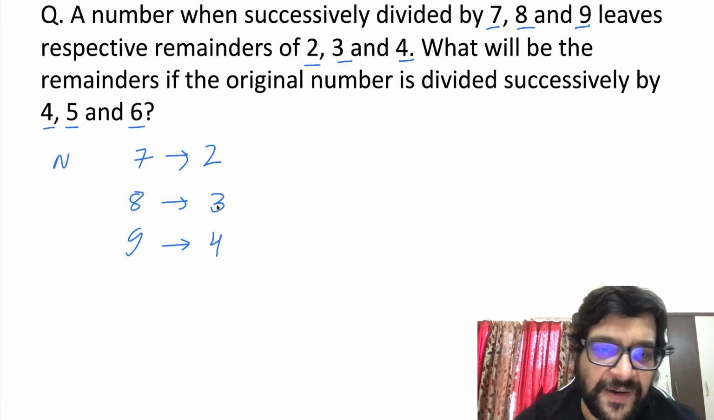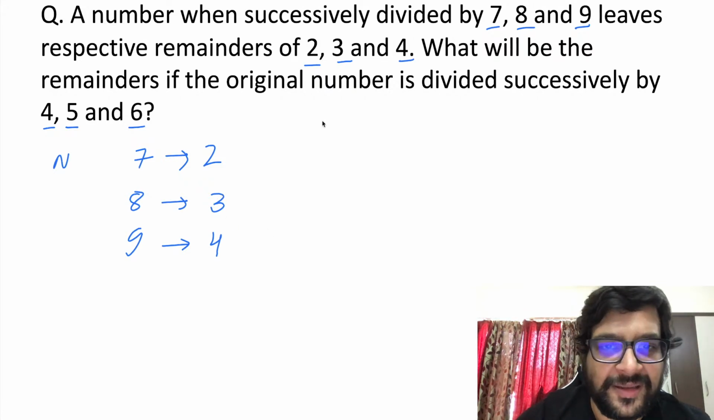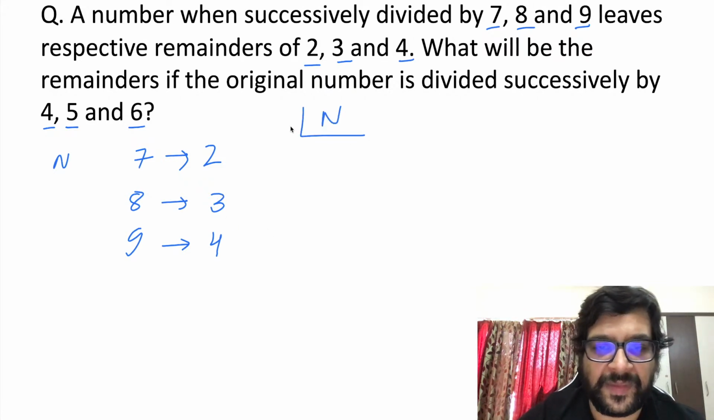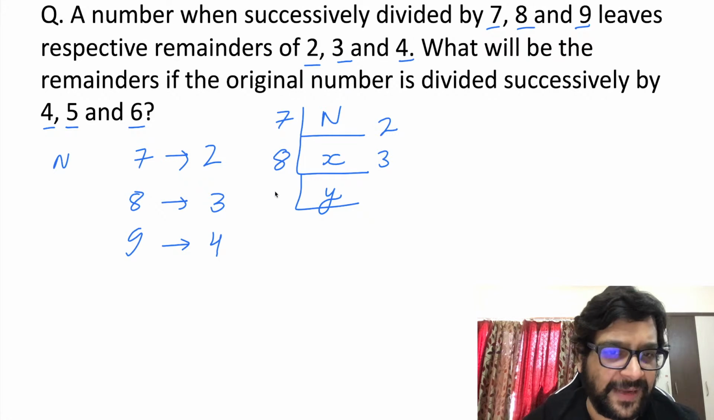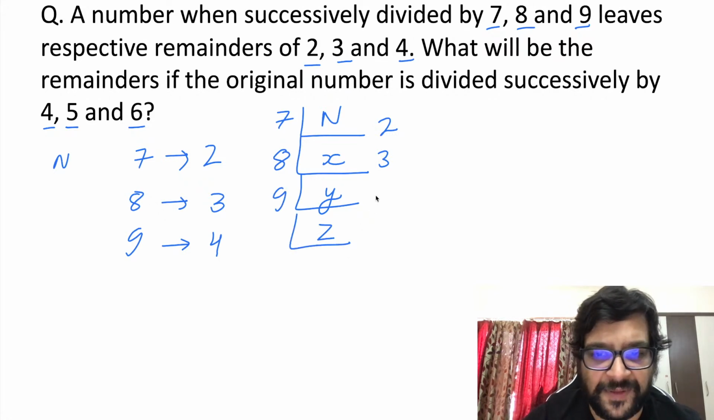See guys, the fundamental idea is that imagine the number n. Now n when divided by 7 is leaving a remainder of 2. It gives me the value of x. X when divided by 8 gives me the value as y, and the remainder is left as 3. And y when divided by 9 gives me the value of z and the remainder as 4.